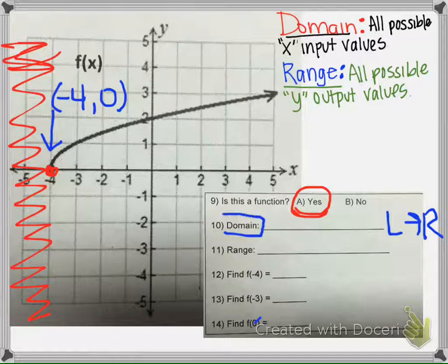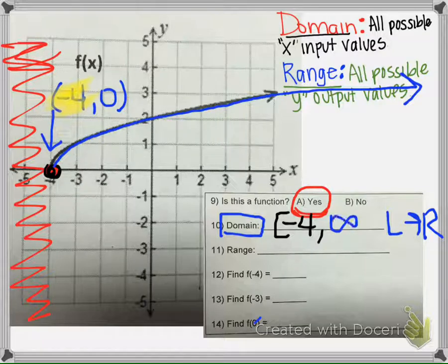Well, the domain is only concerned with the first number, the x. So we're going to start at -4, and we're going to have brackets because there's a solid circle right here. There's a solid point there. And then as we go to the right of the graph, it's just going to go infinitely to the right. So we're going to have positive infinity here.